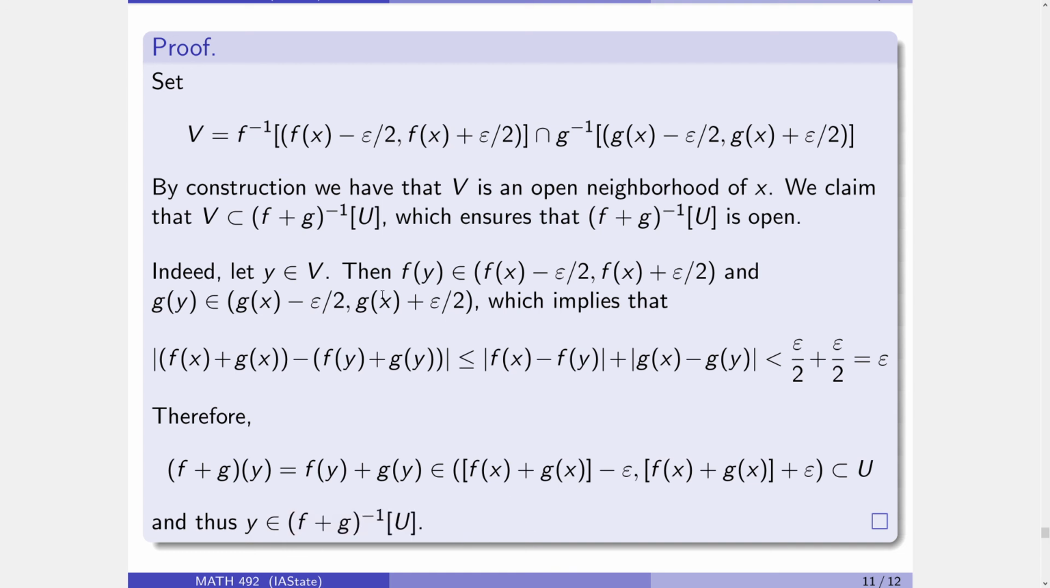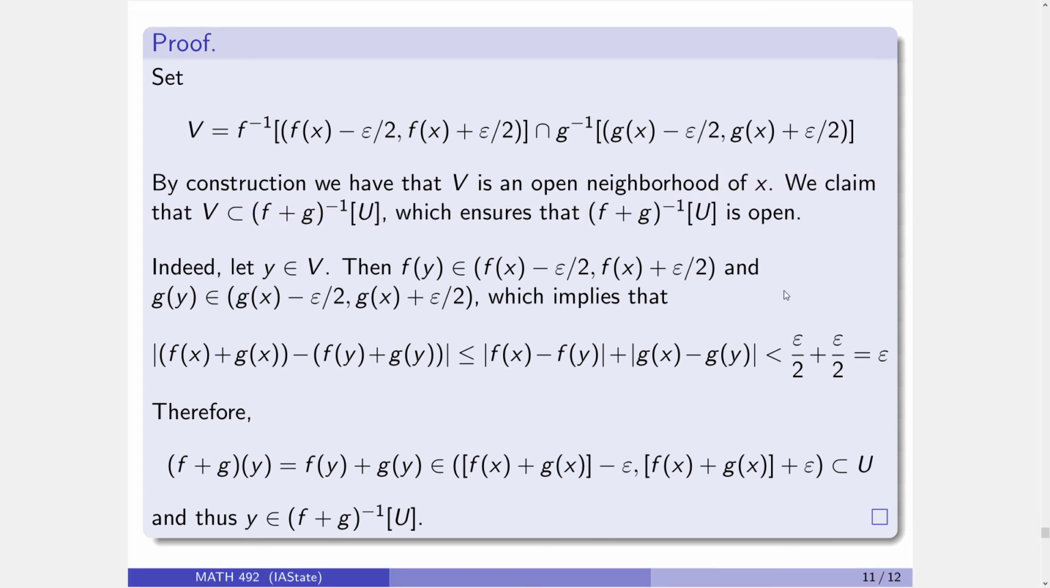So f plus g of y is in u, so y is in the inverse image. And there we go. This open neighborhood of x is contained in the set, guaranteeing that this is an open set. So the inverse image of open sets is open, thus f plus g is nice and continuous. So there we go. Beautiful. So, proving the sum of two continuous functions remains continuous.